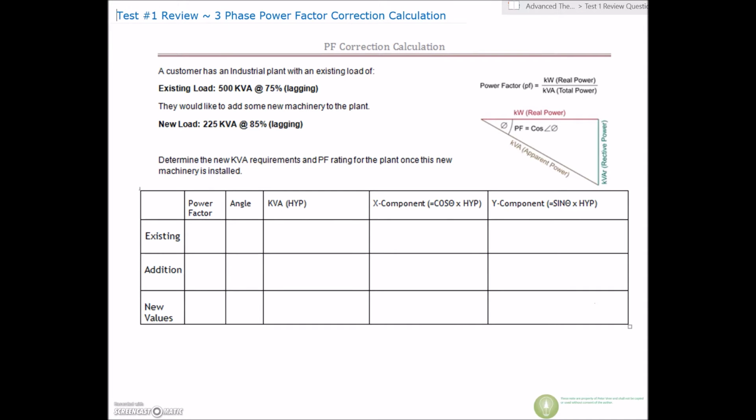Alright guys, last video in our test 1 review for tomorrow. So let's see, we've got an existing load at 500 kVA. A customer's got an industrial plant with an existing load of 500 kVA and the power factor is 75%.